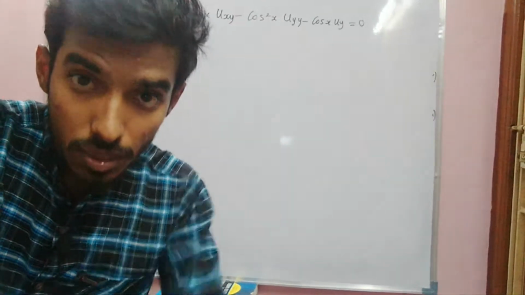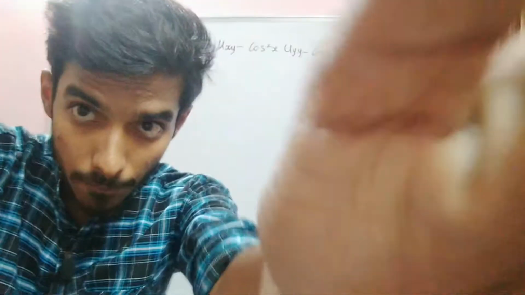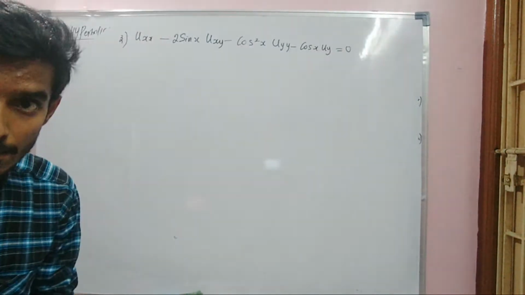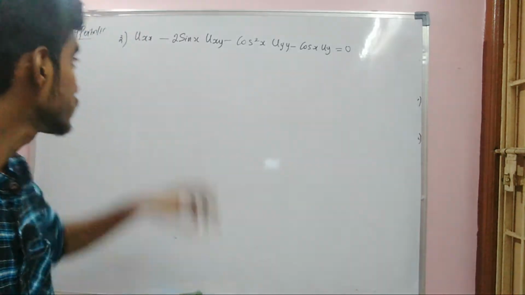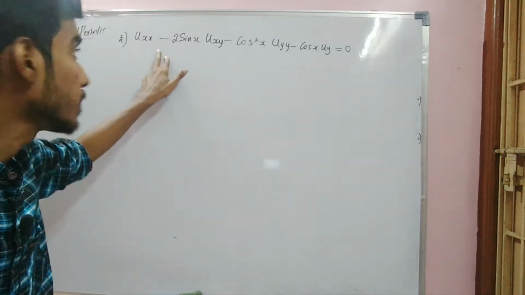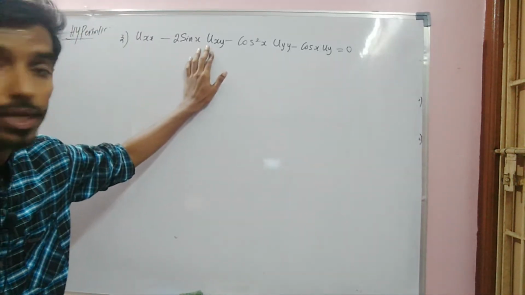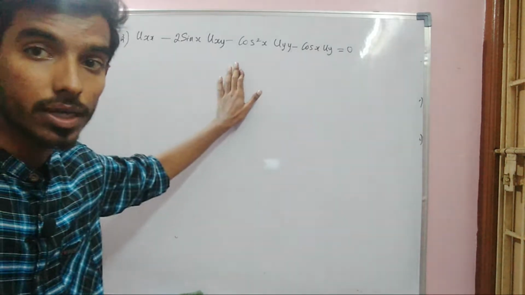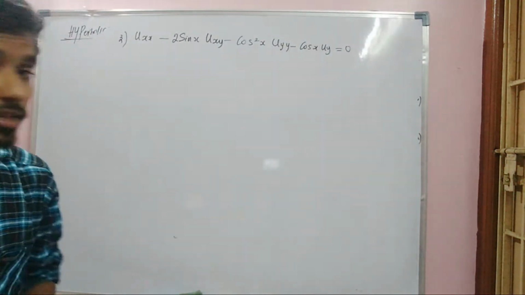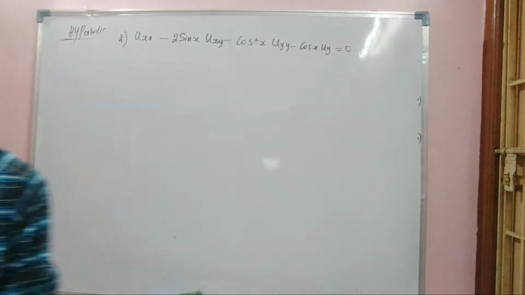The question is visible. The question is uxx minus 2 sin x uxy minus cos square x uyy minus cos x uy is equal to 0.